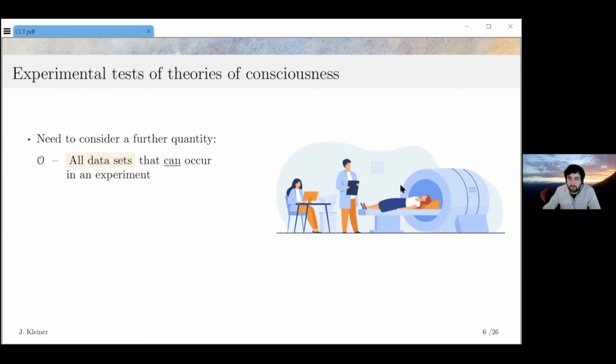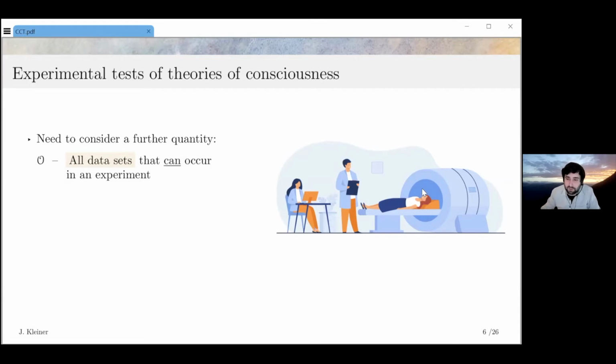The patient would be in the fMRI device. There would be another scientist, programming the device to measure the internal state of the brain, to some degree. And at the same time, we'd have a scientist who is collecting reports. This is a very simple example where the reports are verbal reports.